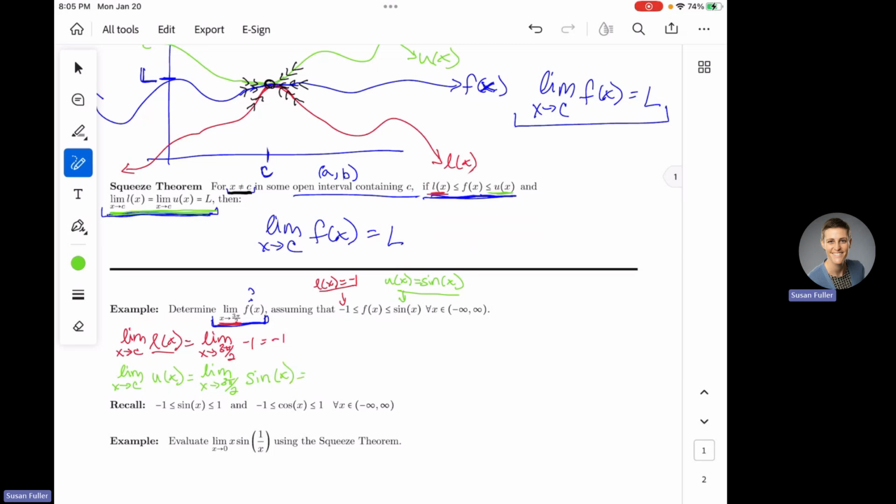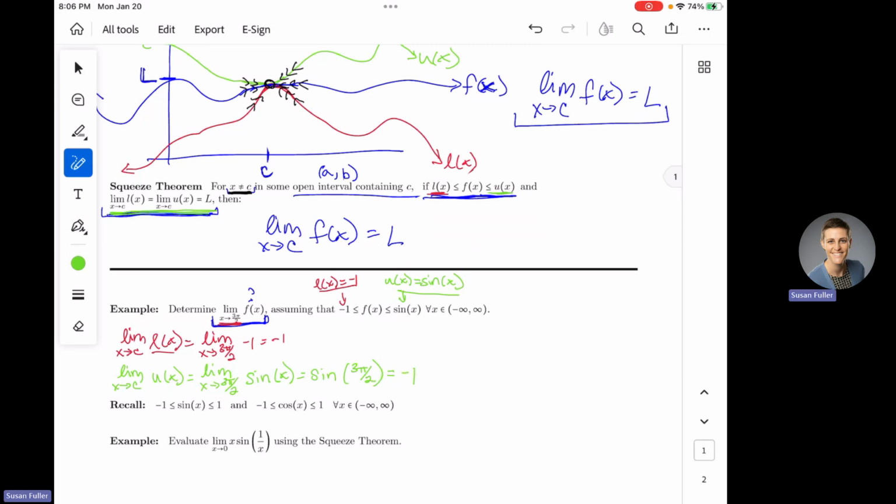Okay, what's the limit as x approaches 3 pi over 2 of the sine of x? Well, there's an x in here. I'm going to plug that 3 pi over 2 in to evaluate this limit. The sine of 3 pi over 2 is going to give me a number. You're going to go to your unit circle. The sine of 3 pi over 2 is -1.